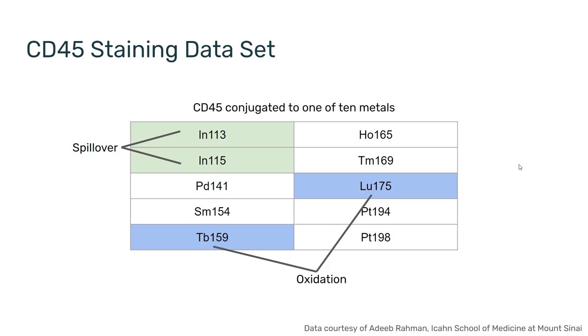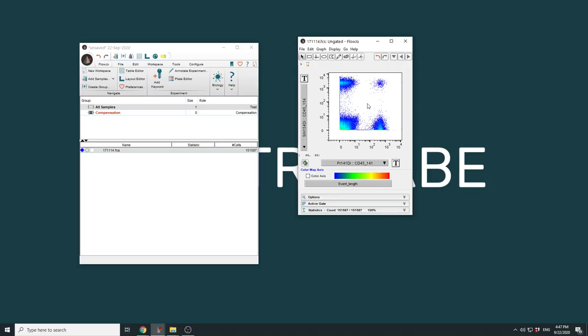Looking at these masses, there are two potential sources for spillover in this dataset. One is between 113 and 115, which are adjacent in their mass, and the second is between 159 and 175 due to oxidation. You will notice that there is a 16 mass difference between these two. So let's load this data into FlowJo.